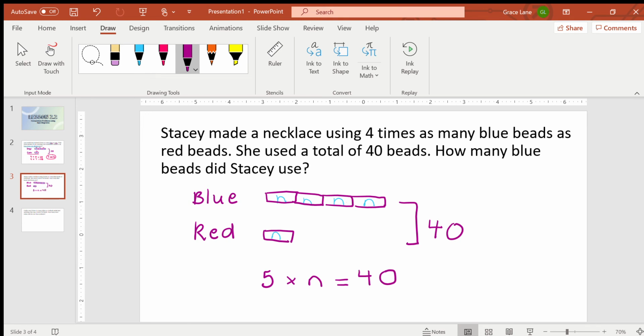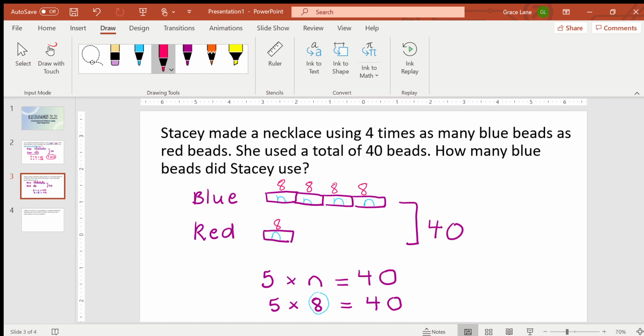So right now, think in your head, 5 times what number is 40? You should figure out that 5 times 8 equals 40. So now I know that n is equal to 8. So I can go back and label all the n's now as equaling 8. Since this row has 4 boxes, I know that it's worth 4 eighths.